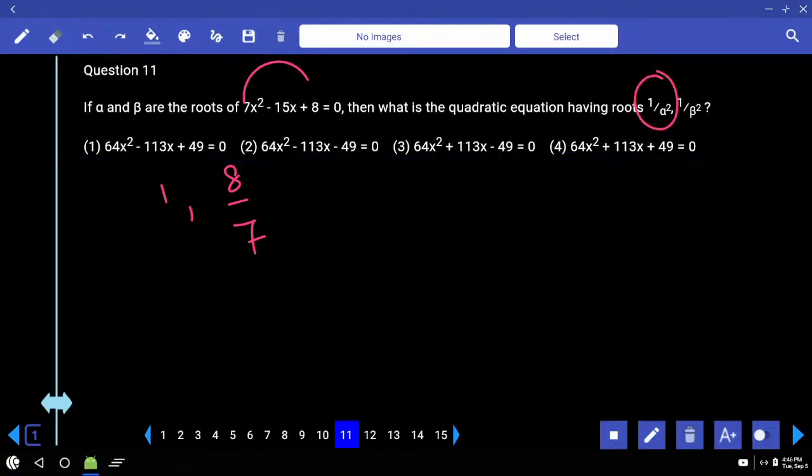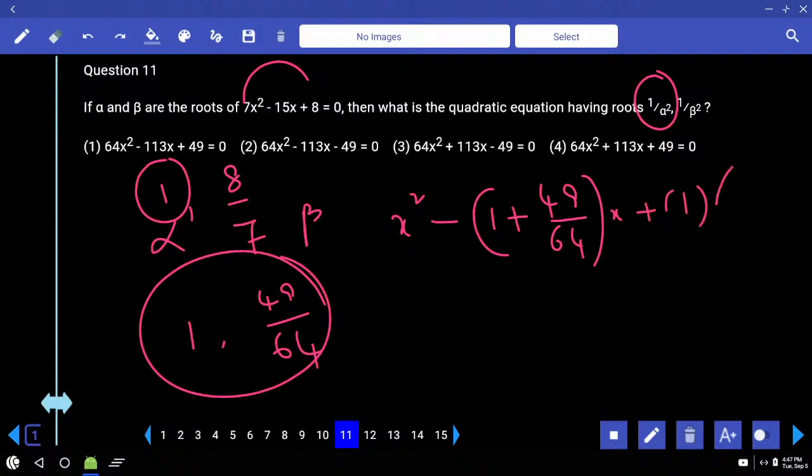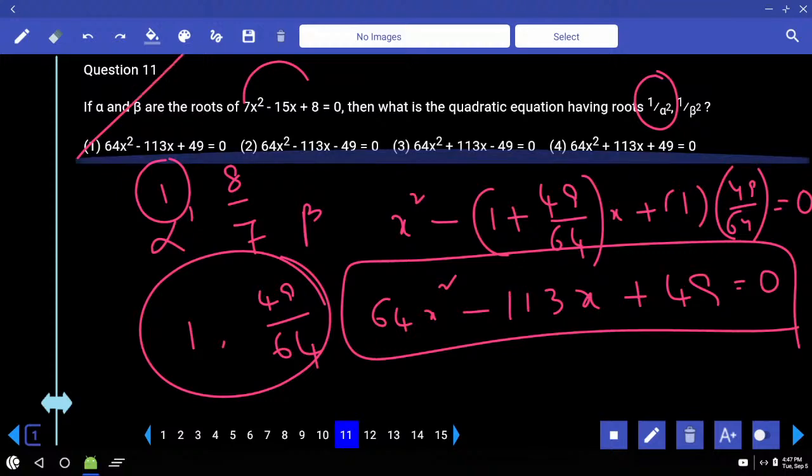Here 1 by alpha square, let us consider this is alpha, this is beta. 1 by alpha square will give 1. 1 by beta square: actually beta square is 64 by 49, so 1 by beta square is 49 by 64. Using these two roots, find the quadratic equation. x square minus (1 plus 49 by 64) into x plus 1 into 49 by 64 equal to 0. That is 64x square minus 113x plus 49 equals 0. Option 1 is the correct answer.